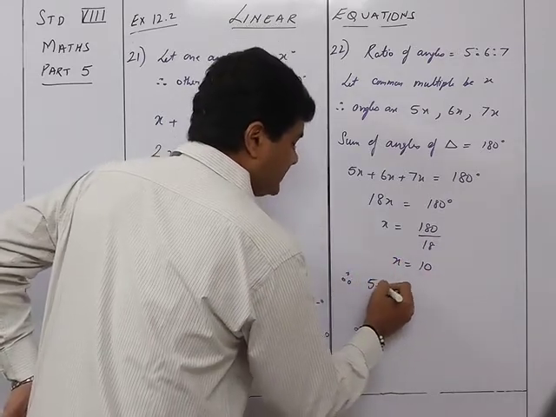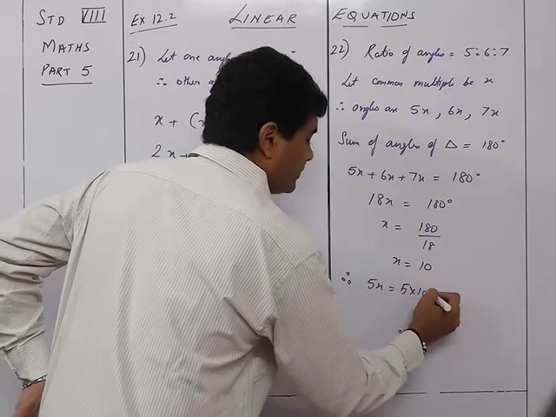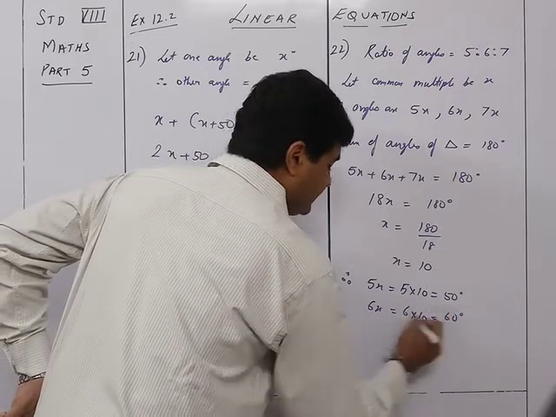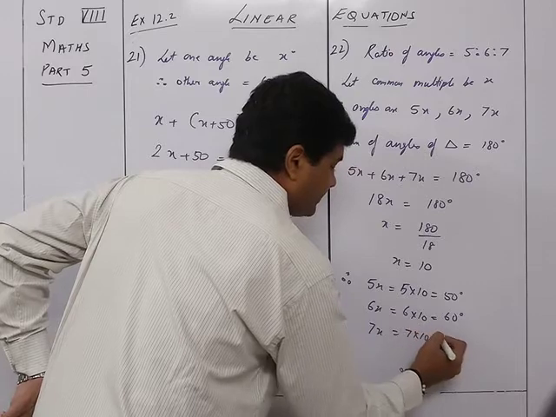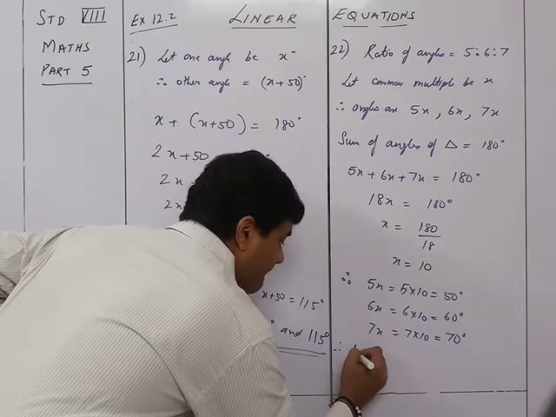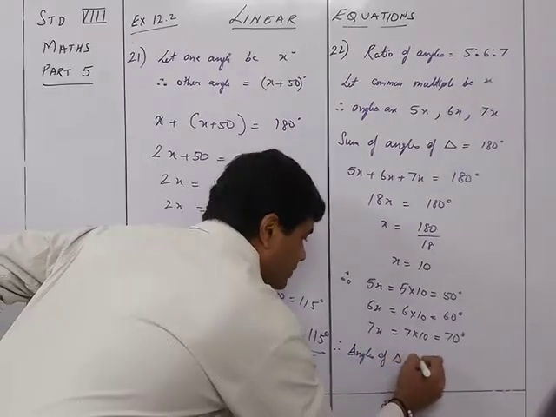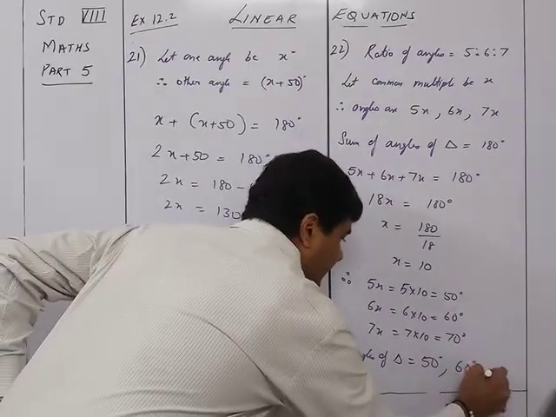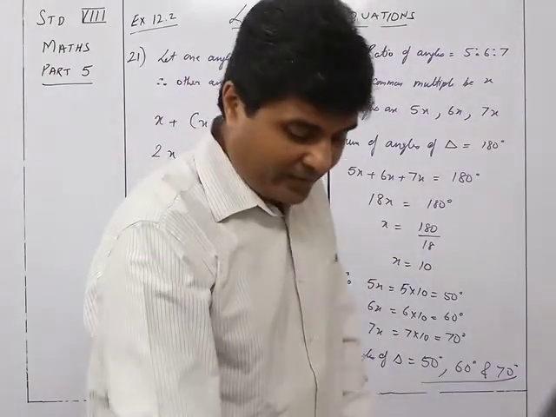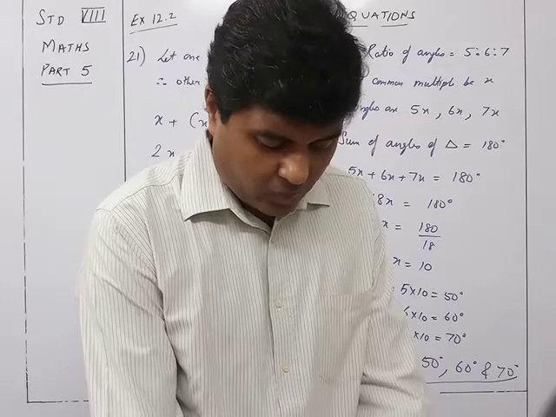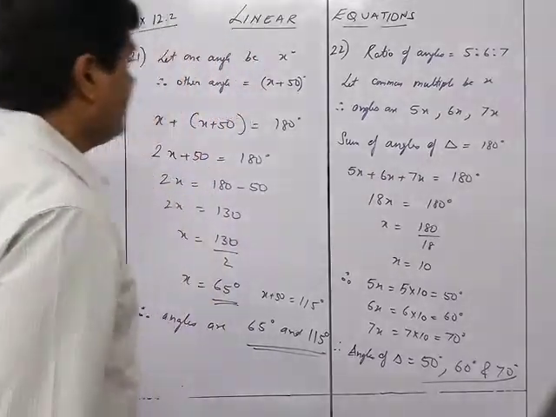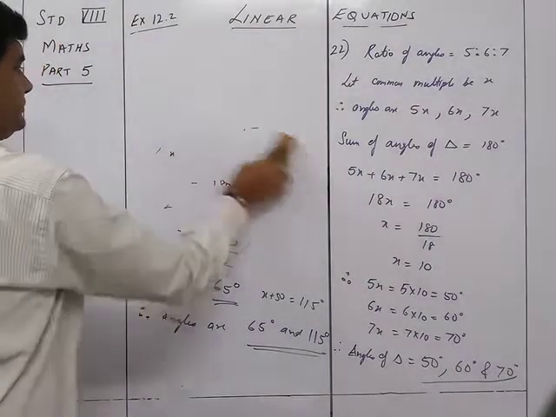Therefore, 5x is equal to 5 into 10 is equal to 50 degrees. 6x is equal to 6 into 10 is equal to 60 degrees. And 7x is equal to 7 into 10 is equal to 70 degrees. Therefore, the angles of the triangle are 50 degrees, 60 degrees and 70 degrees. Got it? So this was sum number 22. These are very easy sums compared to what we did earlier. We now move on to sum number 23.